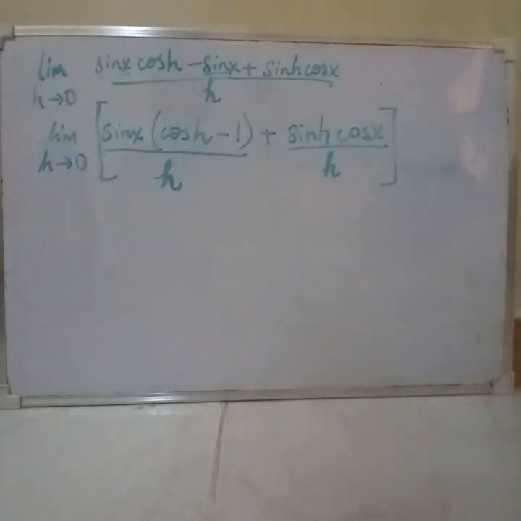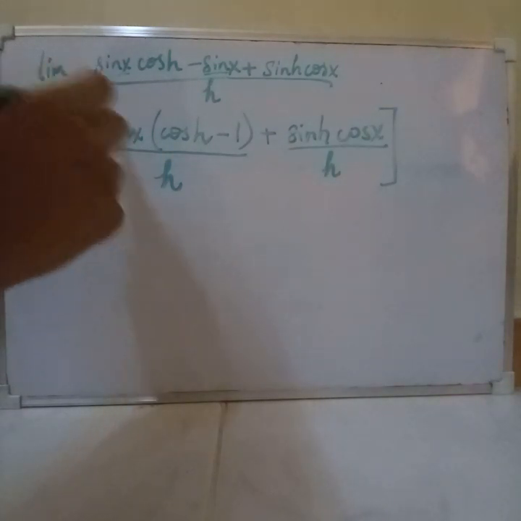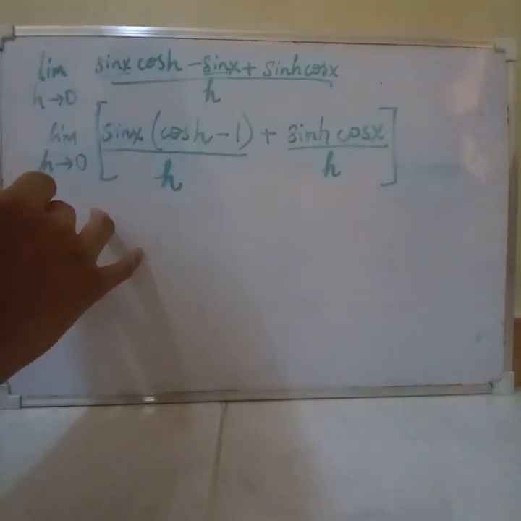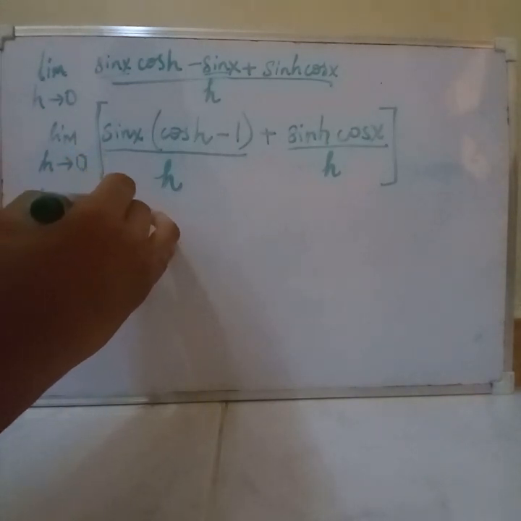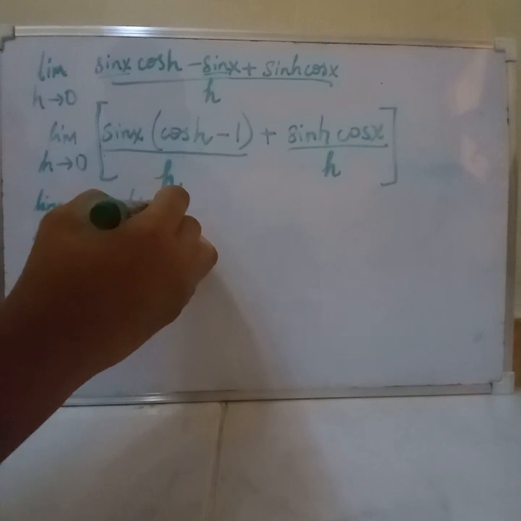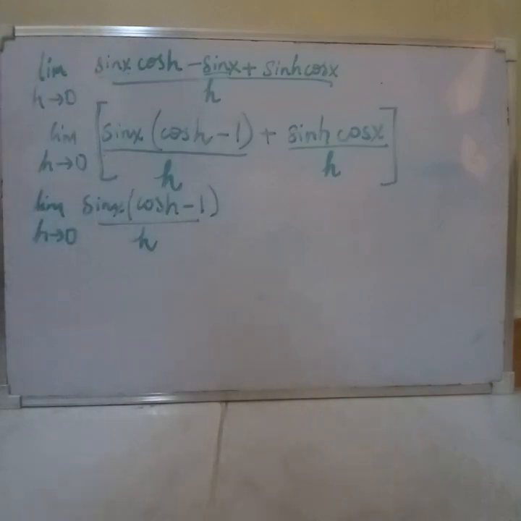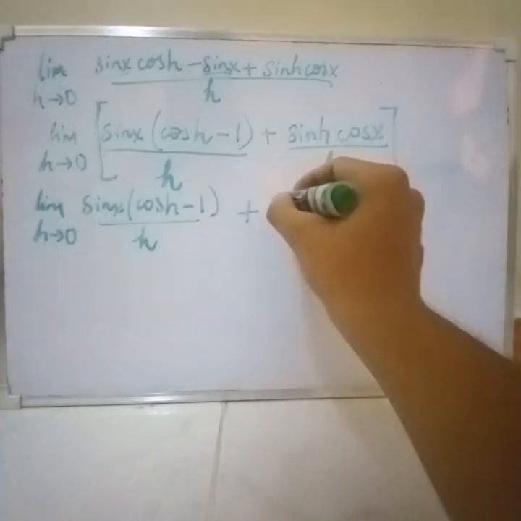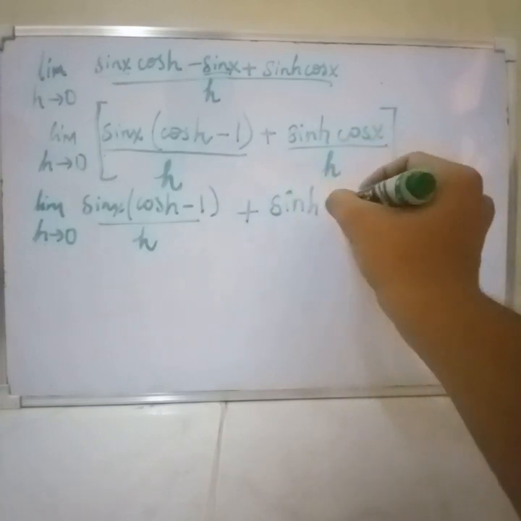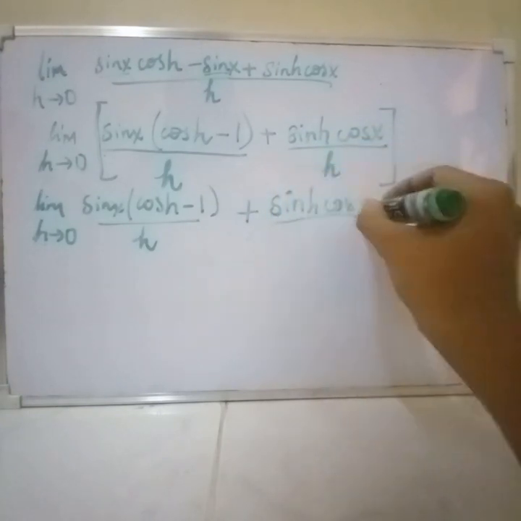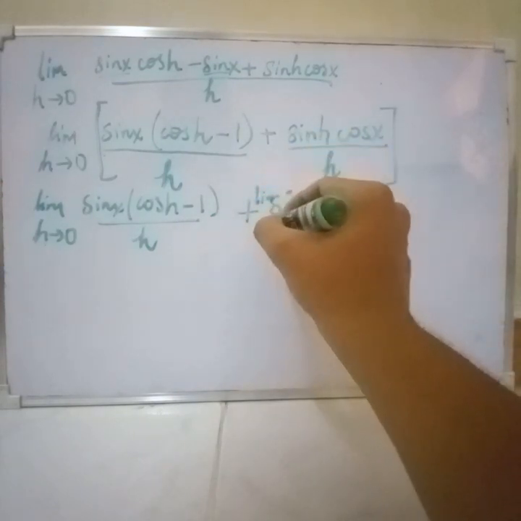When we're taking the limits, we can distribute the limit also when we are having plus or minus sign. So the limit will be distributed to each of the terms. So the first one will be limit h tends to 0 sine x times cos h minus 1 by h, plus sine h cos x by h. Here also there's a limit, h tends to 0.